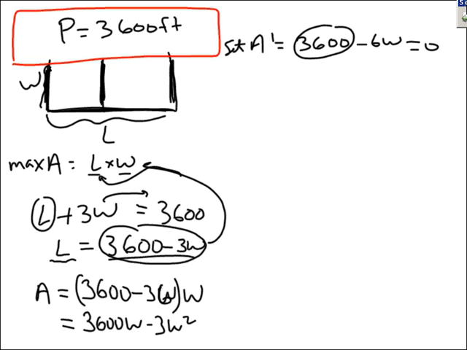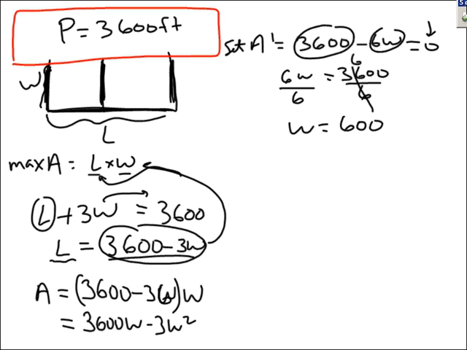Again, if you subtract two quantities and you get 0, just jump on it. The two quantities are equal to one another. Now we're going to divide by 6. So W is 600. W, 600 feet.